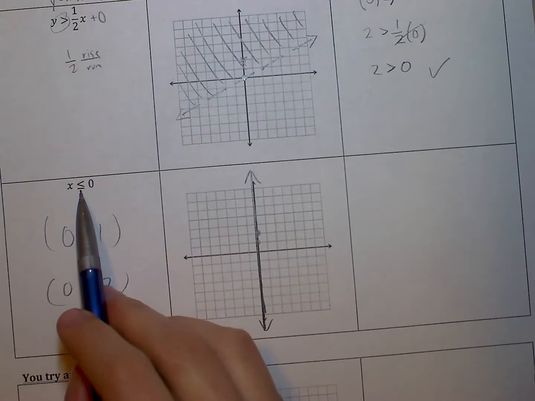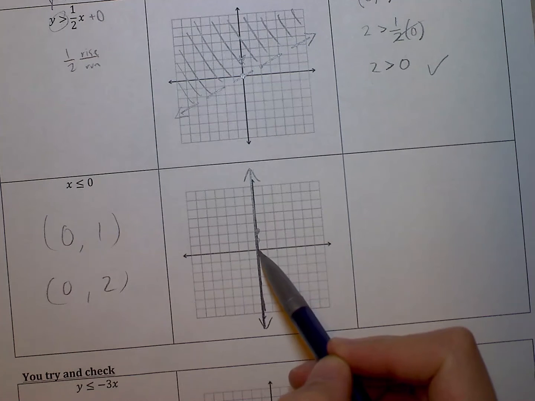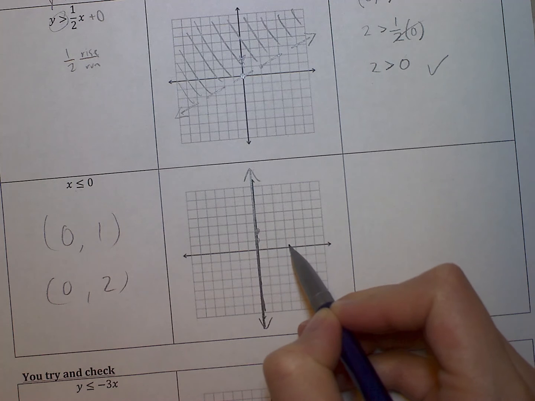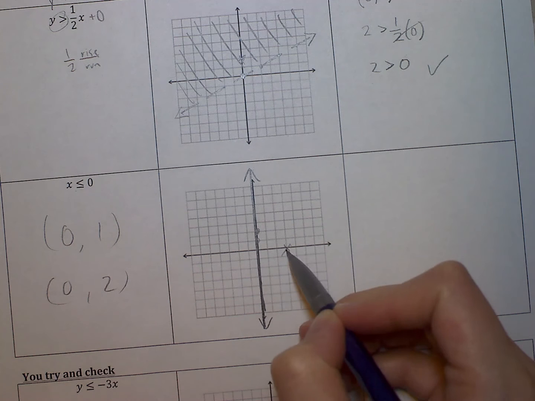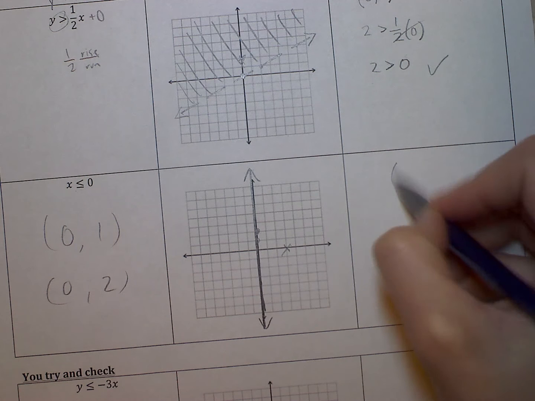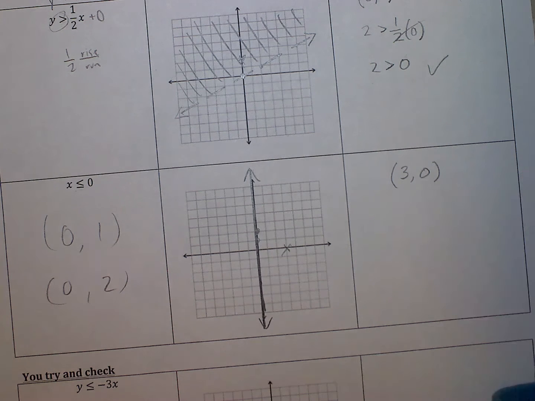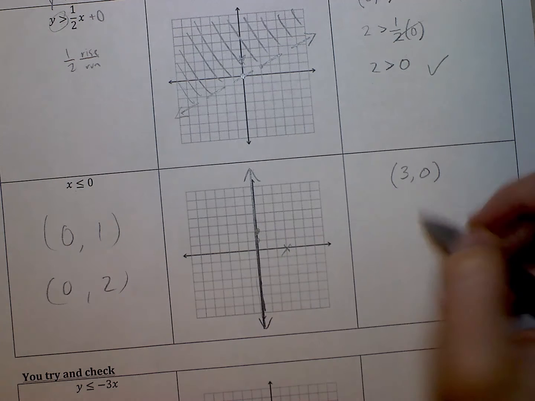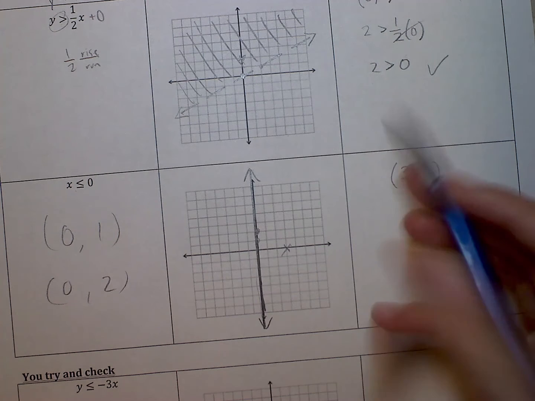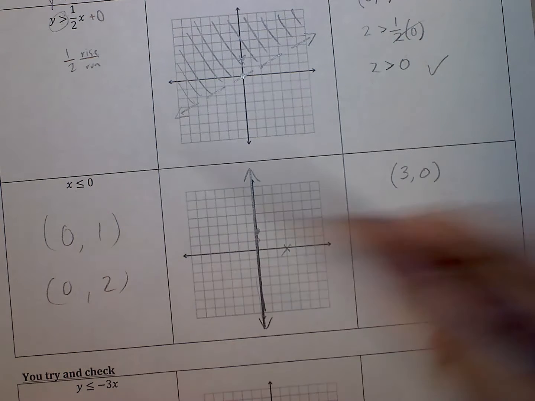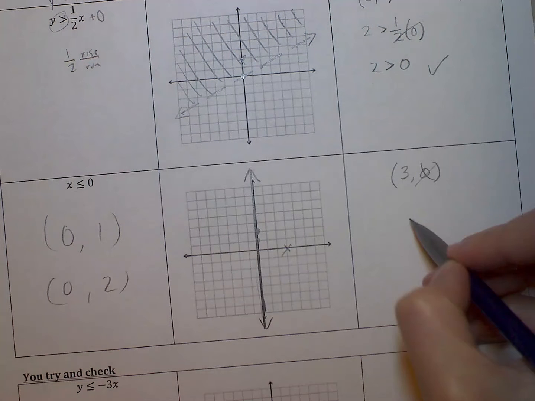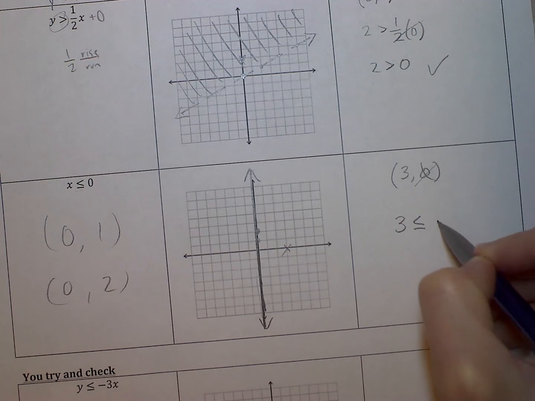Well, if I just plug in 0, that doesn't work because it's just on the line. So just pick a point. Let's pick a point over here. That point is x is 3 and y is 0. It doesn't make sense for us to pick a point where x is 0 because that's on the line. If I plug in that point, the y value is irrelevant because there's no y. So I'm just going to plug in the x value. So 3 is less than or equal to 0.